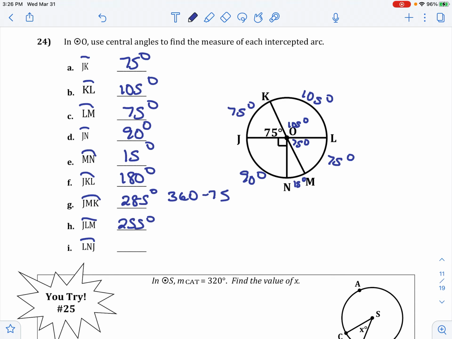And then the last one is LNJ. L to N to J, we're looking at another semicircle, so that's 180. So that was strictly central angles.